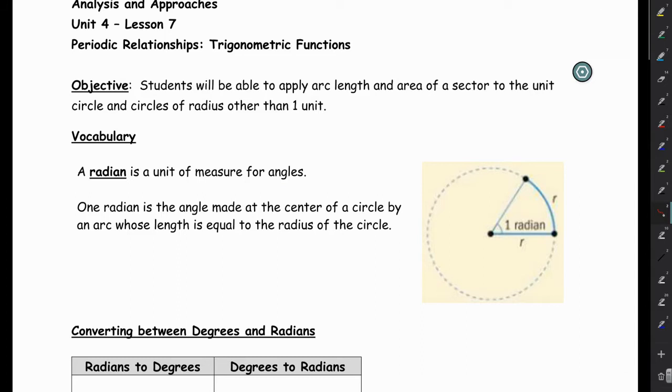1 radian is the angle made at the center of a circle by an arc whose length is equal to the radius of the circle. So all of these measures are the same. When that happens, we have 1 radian.